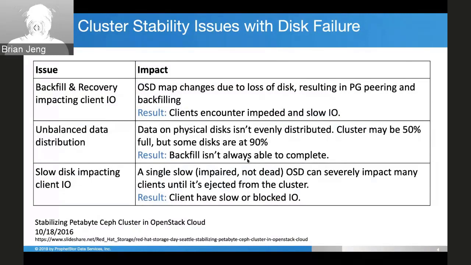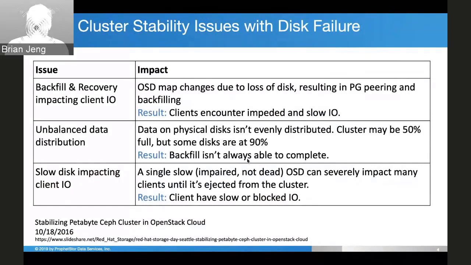The first one was that every time a disk failed or an OSD failed, the CRUSH map would change, which would cause placement group peering and backfilling, or the cluster would rebalance to heal itself. But this would take up cluster resources and the client would receive slower performance.